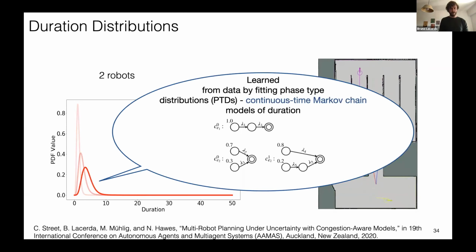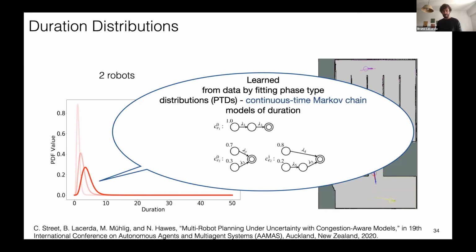These distributions that we fitted here were learned using phase-type distributions, and basically what this means is that we have continuous time Markov chain models of duration, which means that we are modeling the duration of the navigation action as sequences of exponential distributions. This is quite nice for two reasons. First, these phase-type distributions can approximate any continuous distribution. Second, they are built from exponential distributions, which fits very well with the Markovian assumptions that we know.